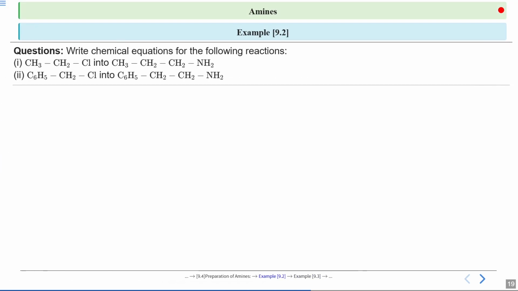Now we are going to solve example 9.2. You have to write the chemical equations for the following reactions. First, CH3CH2Cl into CH3CH2CH2NH2. And next is C6H5CH2Cl into C6H5CH2CH2NH2.